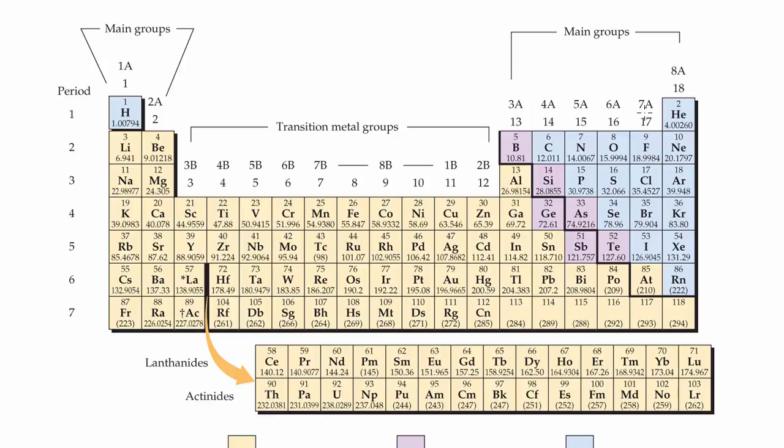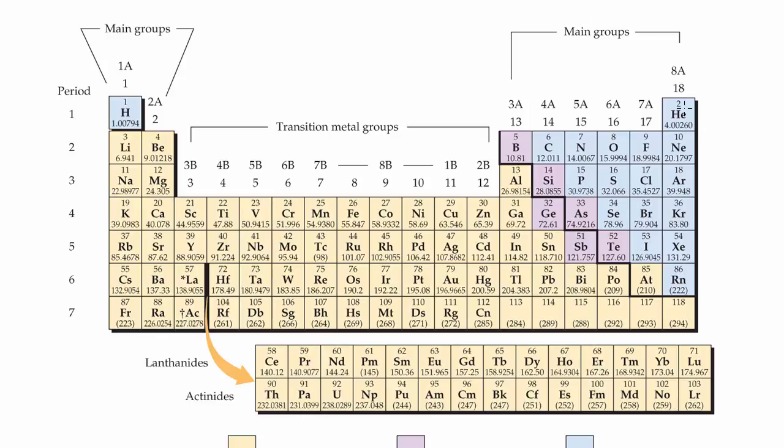Then we go over here to group 7A. These are known as the halogens. And they're very colorful. They're corrosive. And just like groups 1A and 2A, they're found in combination with other elements. So here we have fluorine, chlorine. Both of these are gases. Bromine is a liquid. Iodine is a solid.